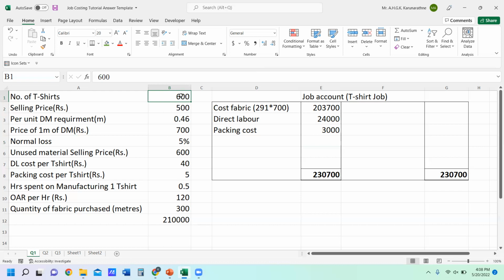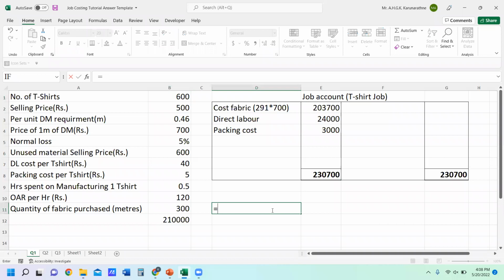We need to buy fabric to sew these shirts. So what is the fabric requirement? The fabric requirement per unit of t-shirt is 0.46 meters.